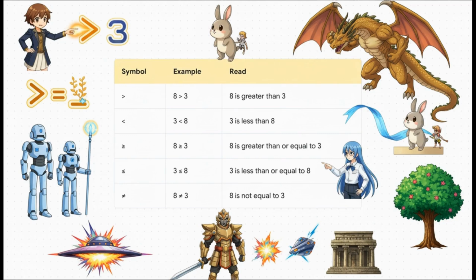Now check out the ones with the little line underneath. That line basically adds the phrase or equal to. So greater than or equal to and less than or equal to. And finally, that equal sign with a slash through it, that just means is not equal to. Pretty simple when you see it all together, right?